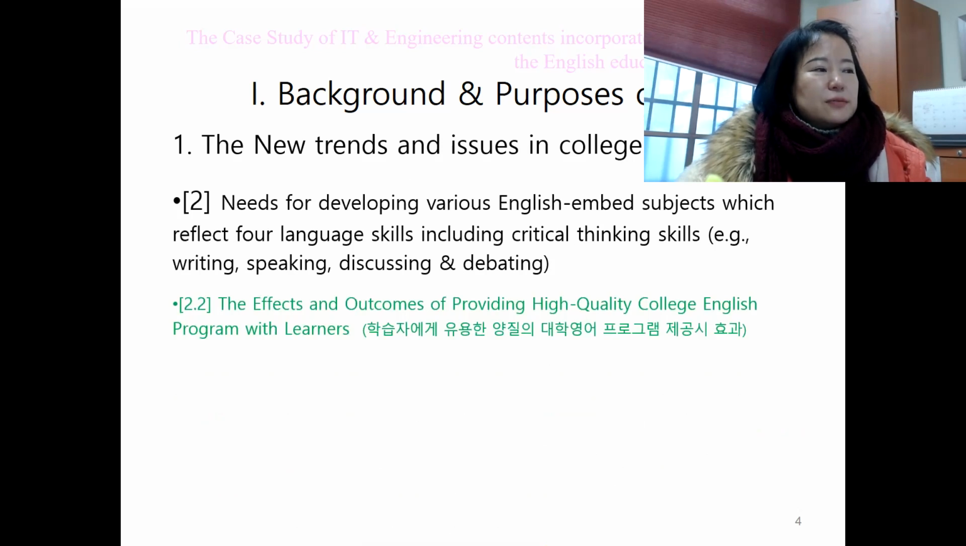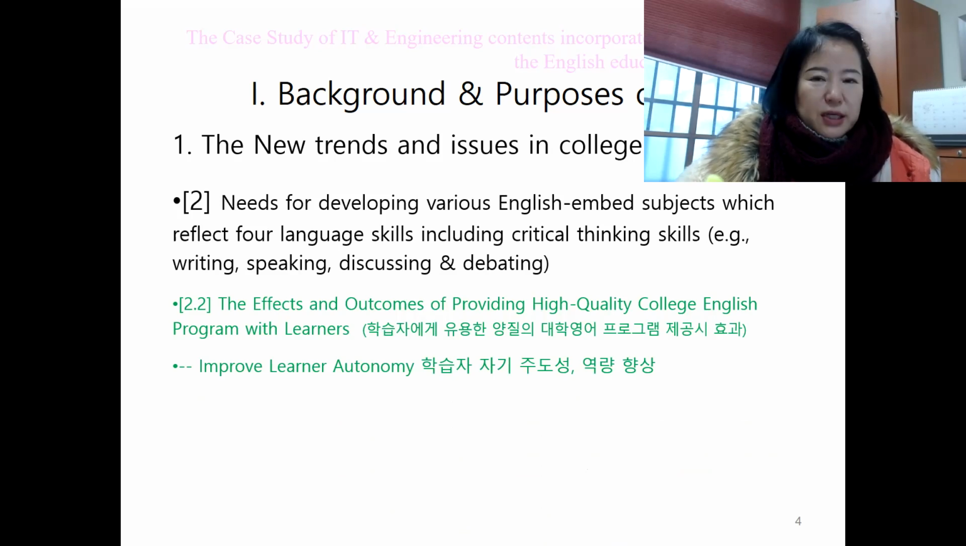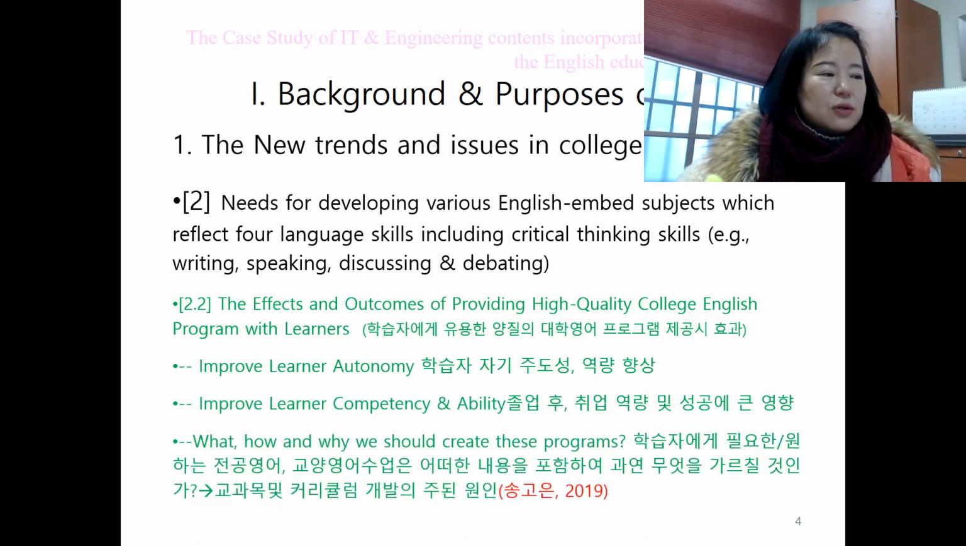So now let me explain how the program that I have implemented for our English education could show the effects, the outcomes, or good results. Depending upon the high quality college English program with learners, the answer was, first, improved learner autonomy. The second, improved learner competency and ability. And then also what, how, and why we should create these programs, this kind of original and critical questions could be the source to make this program more qualified and better elaborated from the learners' point of view.